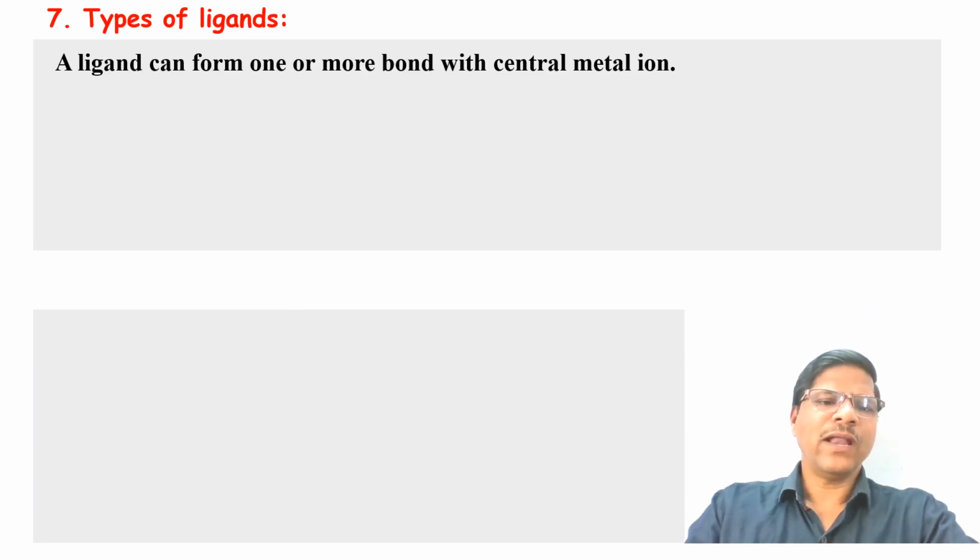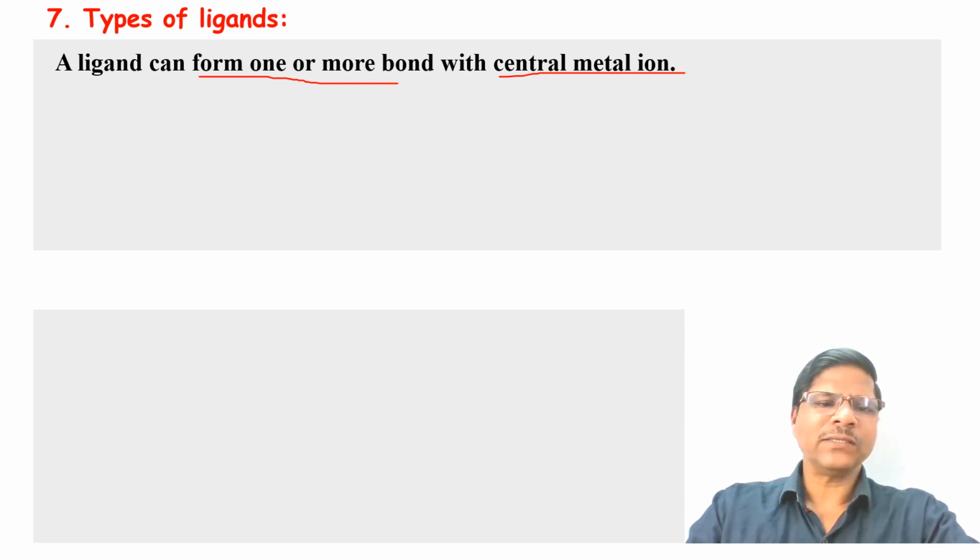Now the next and important part that we have to see is the types of ligand. A ligand is bonded to the central metal ion, and the characteristic of a ligand is that a single ligand can form one or more bonds with the central metal ion. So this is the basis.